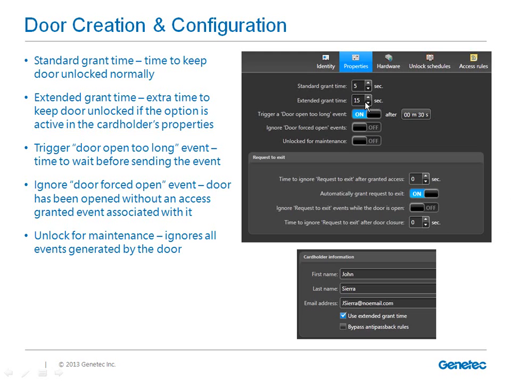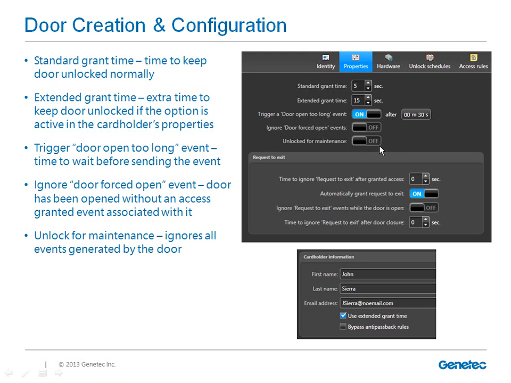In some cases, there are certain events you may want to monitor, such as if a door is being held open too long, or if the door is forced open without an access granted event preceding it. You can choose to activate these options right here. And for the door held open too long event, you can specify how long the door must be open before the event is actually triggered.